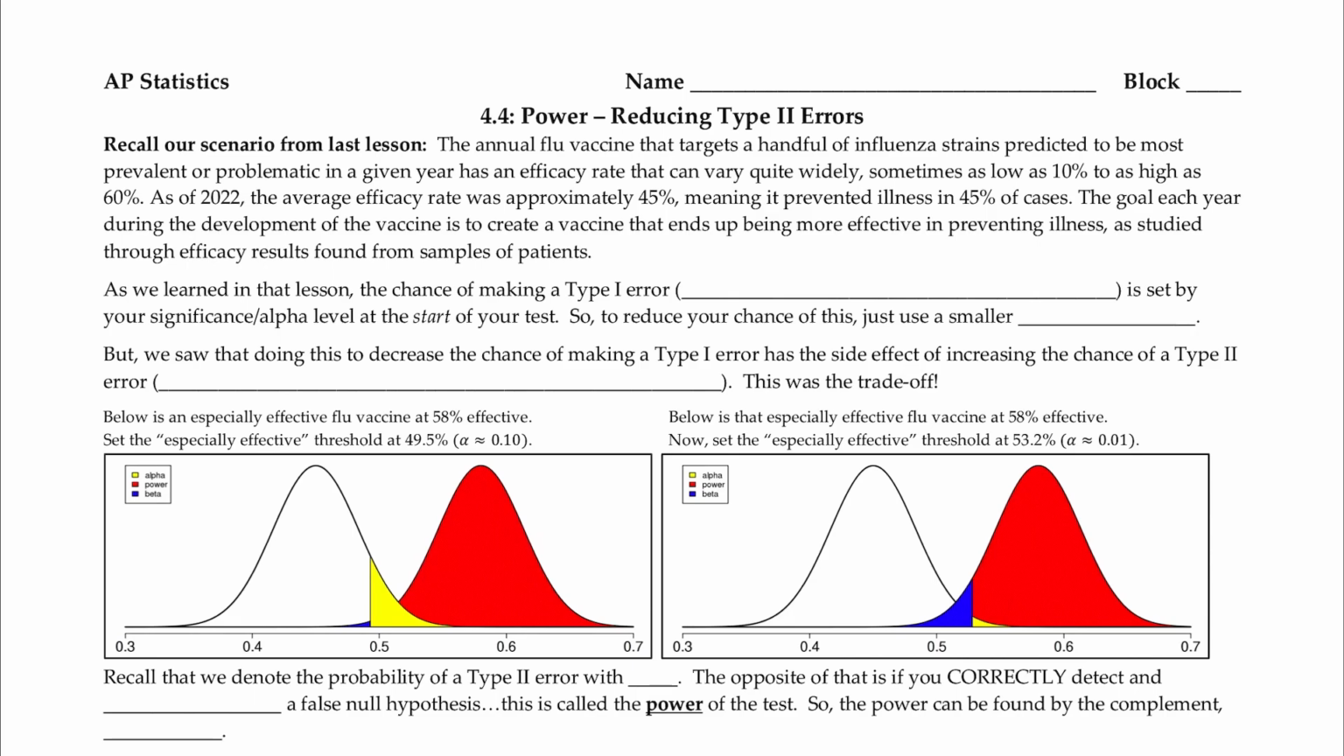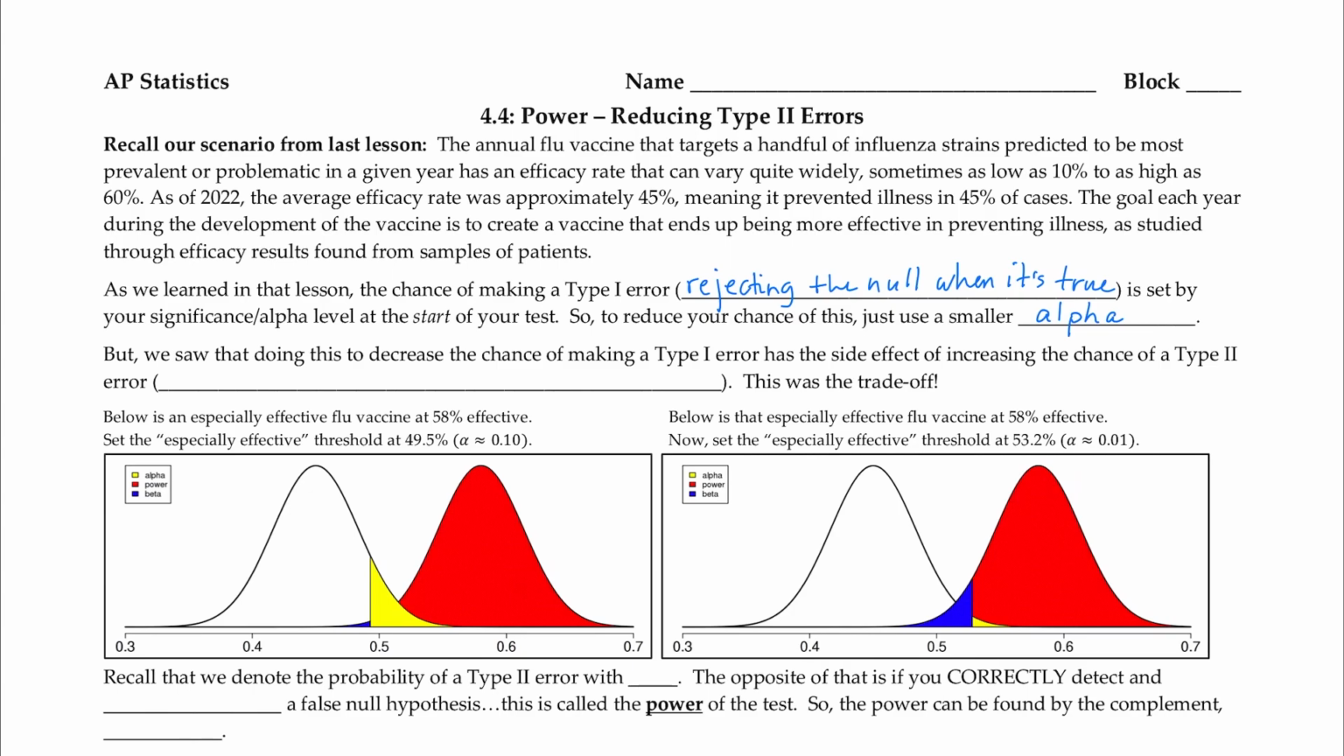As we learned in that lesson last time, the chance of making a type 1 error, which, if you recall, is when we are rejecting the null when it's true, so falsely rejecting the null, that probability is set by your alpha level at the start of the whole test. So you get to have control over this one. If you want a smaller chance at making a type 1 error, it's as simple as just choosing a smaller alpha level. As soon as you do that, you're good.